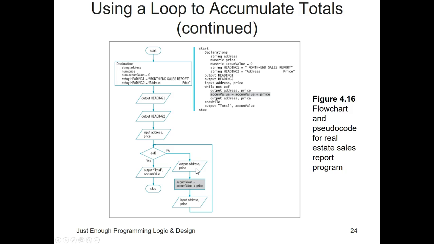So in other words, we put it up on the screen, or it goes to a drive, however we want to think about it. And then we say accumulated value equals accumulated value plus price. So each time this loops through, we're adding in the next price of a house. Once we get to the end, then it outputs that total of accumulated value.